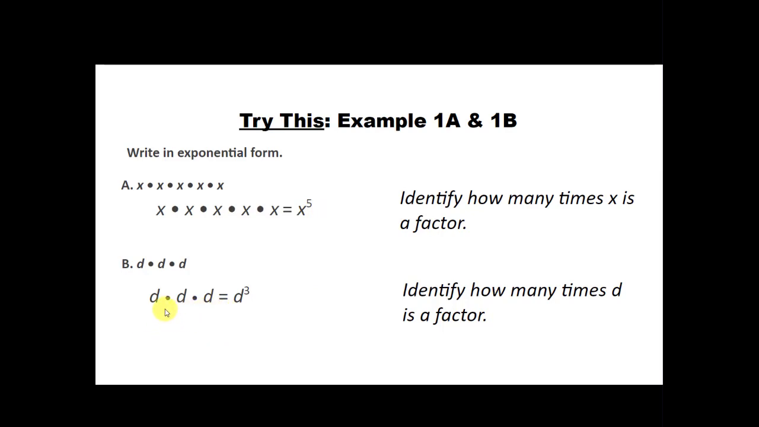Here's the same thing. D times D times D. D is the base, and 3 is the exponent, saying that the base D was used as a factor 3 times. Now, another way that people refer to this 3 is a cube. So whenever 3 is used as an exponent, you could say that the factor was cubed. So in this instance, another way that you might hear this is D cubed.